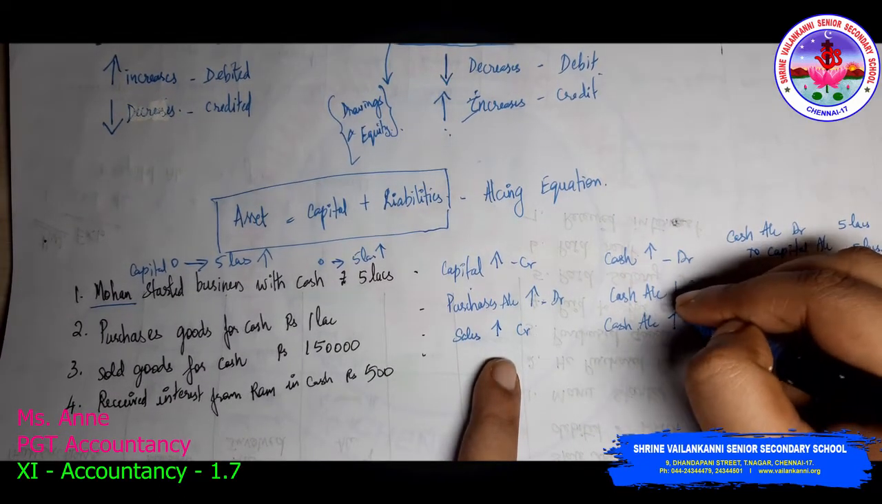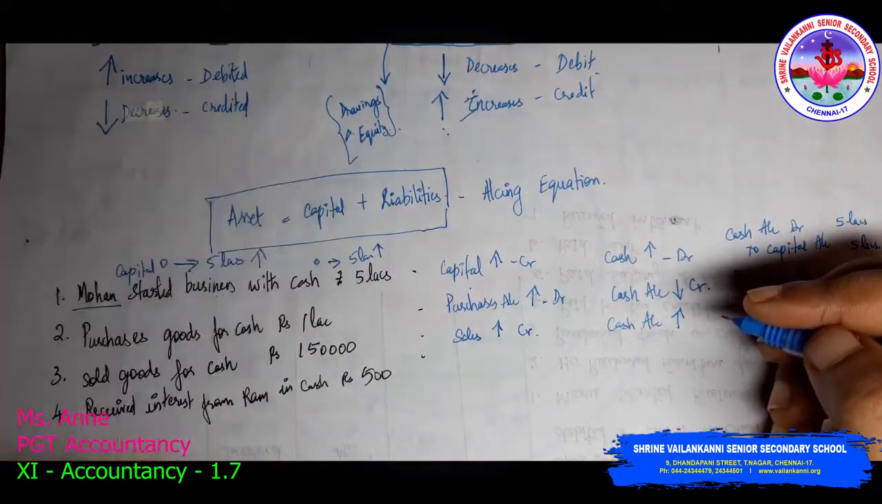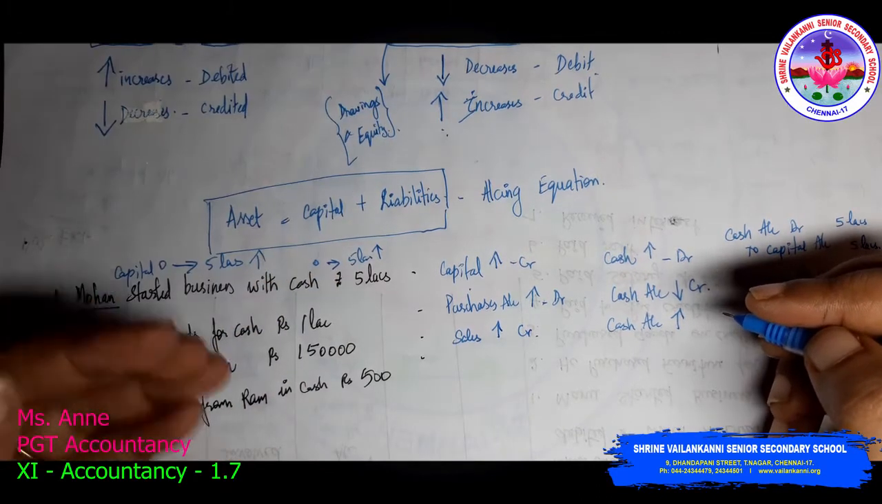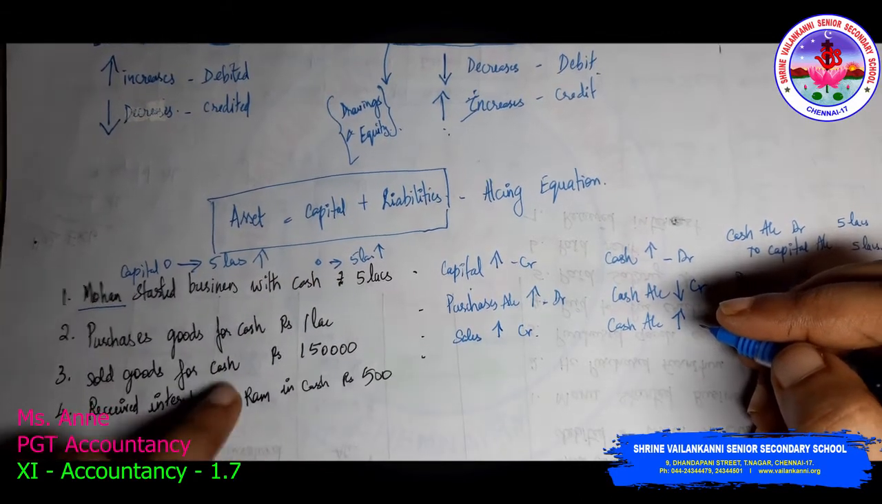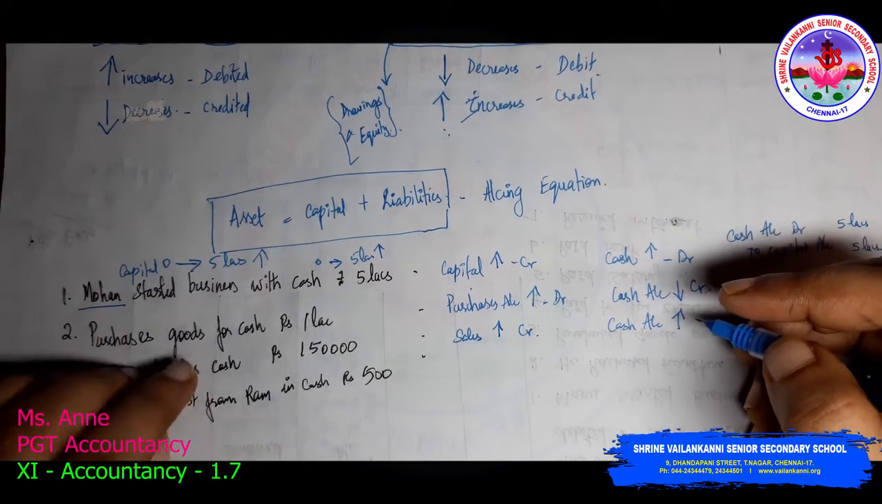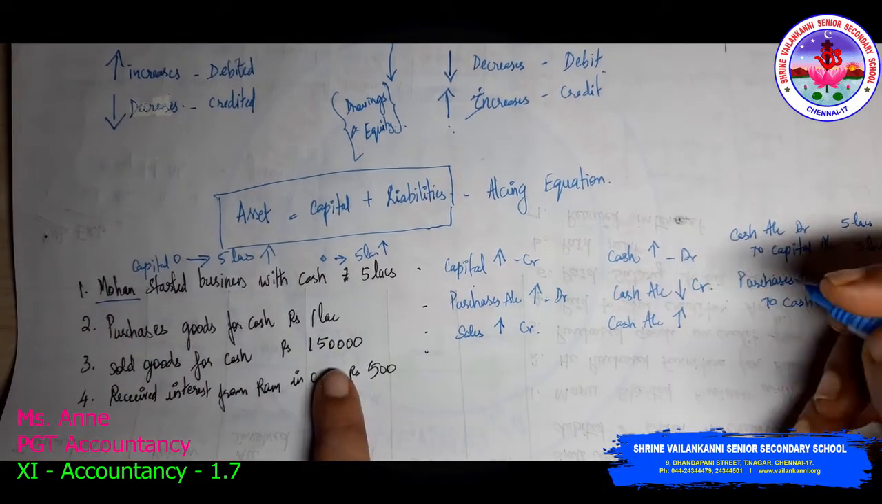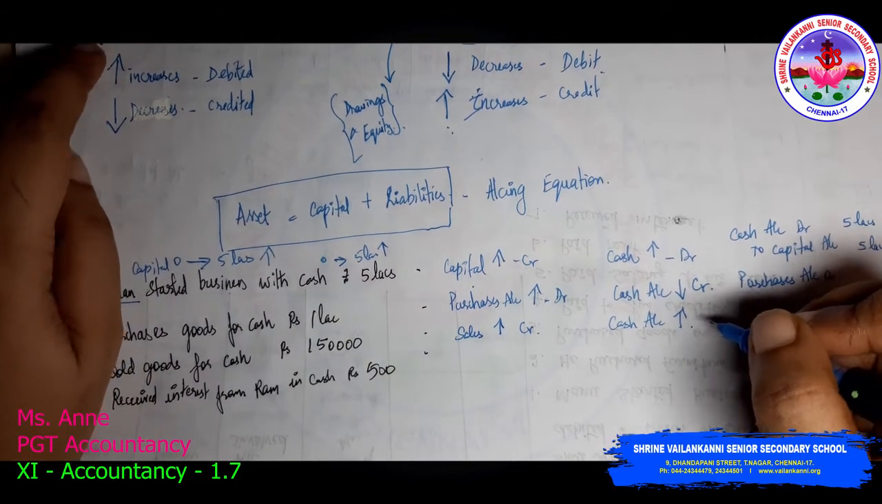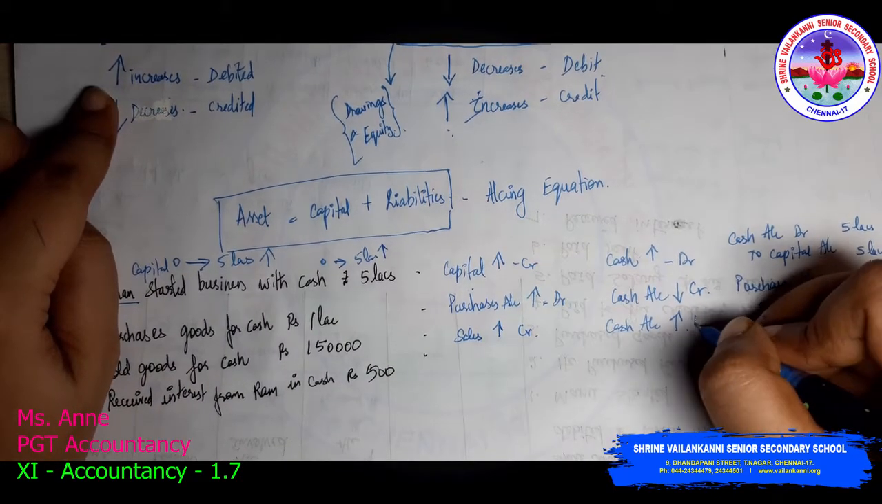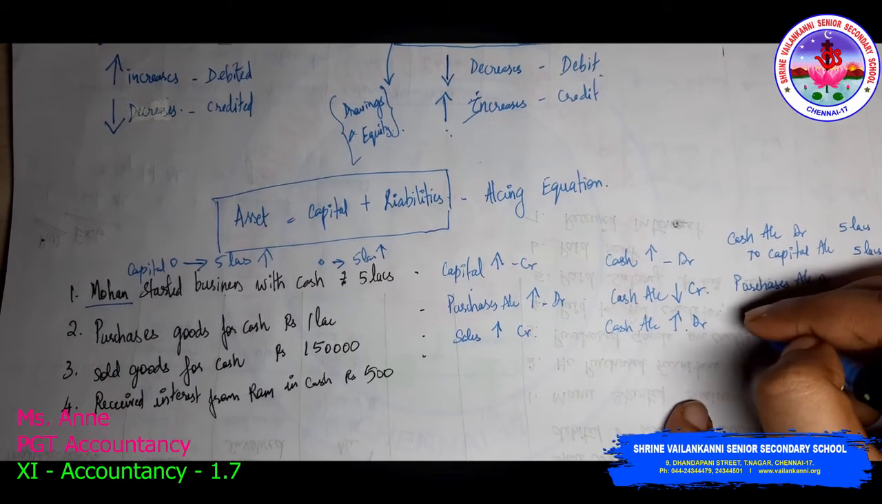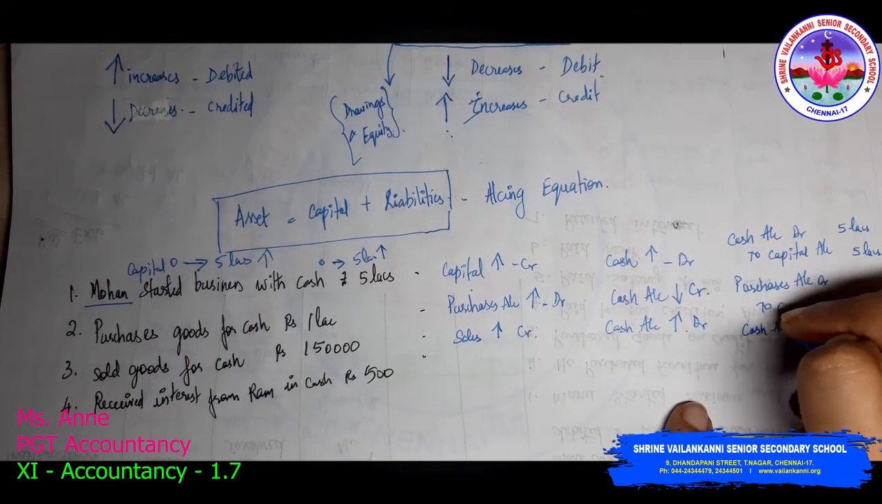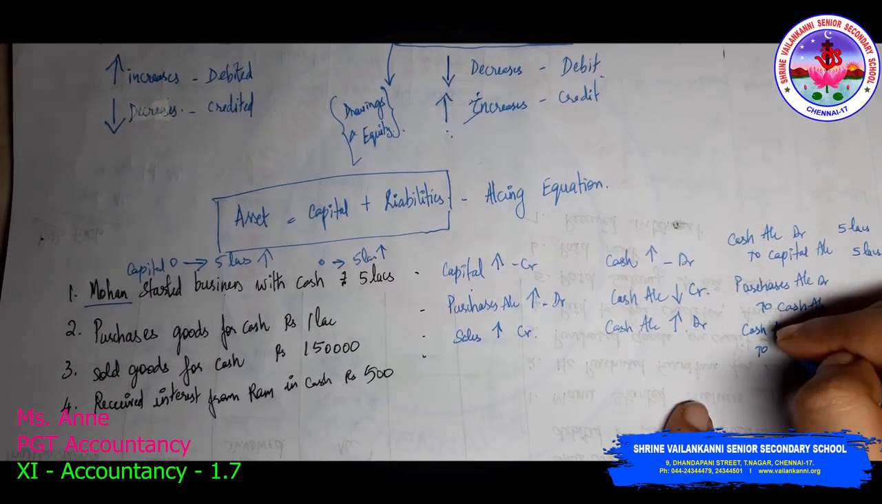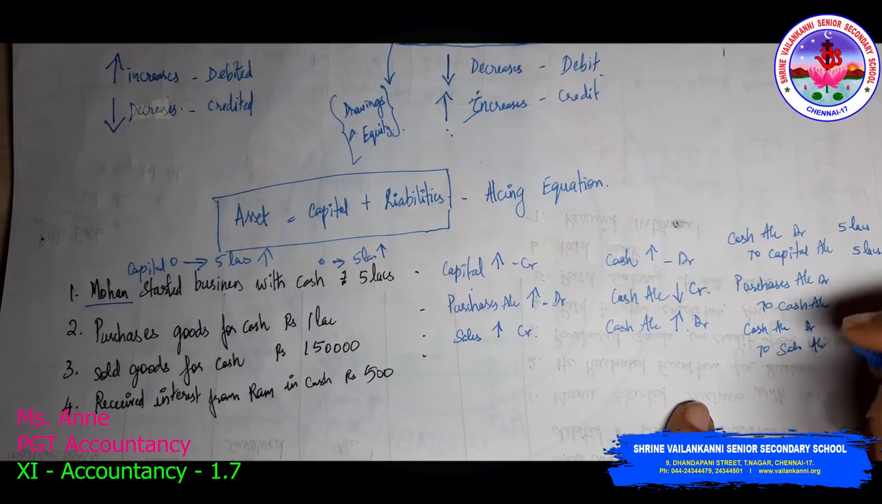Cash is also increasing. If you are selling something, you will receive money. So cash in your pocket, in your galla petti, will be high. So cash is 1,50,000. So cash is also increasing. Cash is an asset. If asset increases, you need to debit it. So I am writing the entry as cash account debit to sales account.